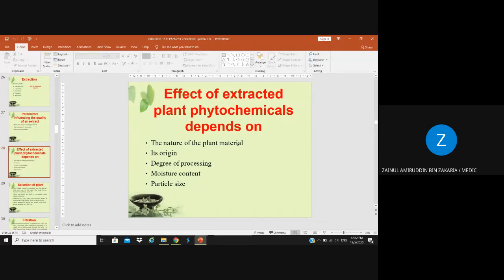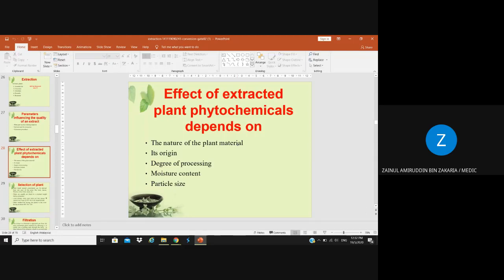Okay, where did you get your sample? You need to record everything. And when you become a researcher later, you need to apply for research grants, especially whoever will do work on medicinal plants.